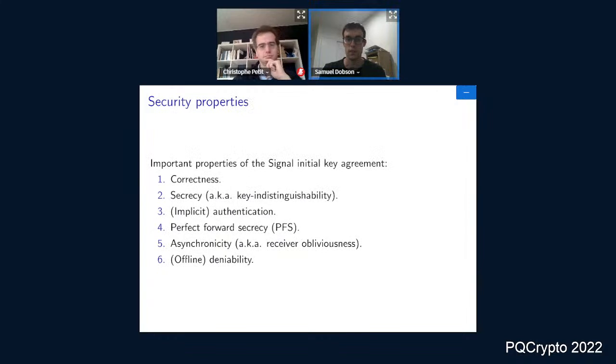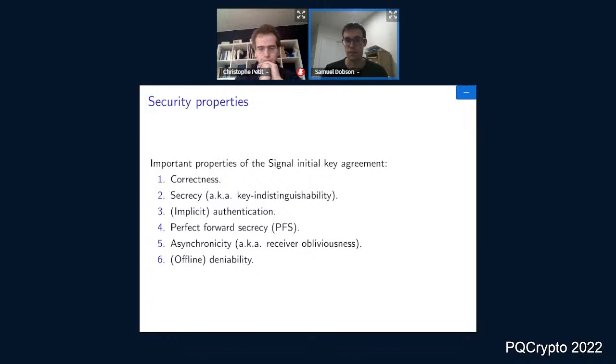So in terms of studying how we could replace this Signal X3DH protocol with a post-quantum version, we need to first characterize its security properties. And this is a little bit complicated because the original Signal protocol doesn't have a formally defined security model or list of security properties or anything. And so the only formal analysis of the protocol has been done after the design of the protocol was announced.